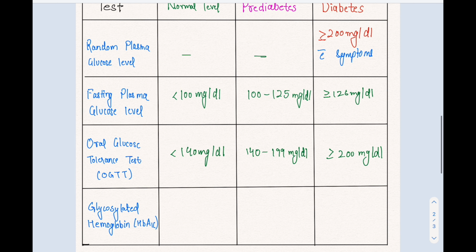Now, another test is the glycosylated hemoglobin levels. You know that if the glucose is more in the blood, the percentage of glycosylated hemoglobin is going to increase. So normally it's less than 5.7%. If it is in the range of 5.7 to 6.4%, we call that the pre-diabetic range. And if it is more than or equal to 6.5%, then we call this the diabetic range.